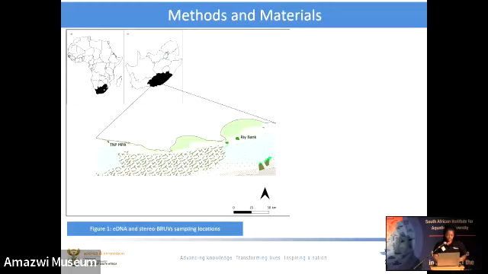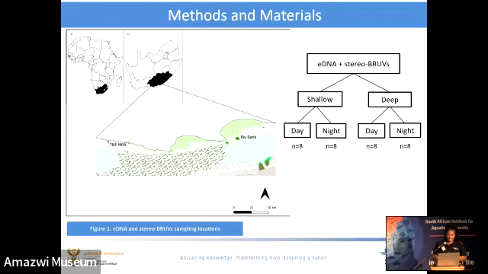To do this, we sampled at two locations, namely the Tsitsikamma National Park Marine Protected Area and Riy Banks in Algoa Bay. Our sampling design consisted of paired eDNA and stereograph sampling in the shallow and in the deep reefs. In the shallow reefs, we sampled during the day and again at night, and did the same for the deep reefs.